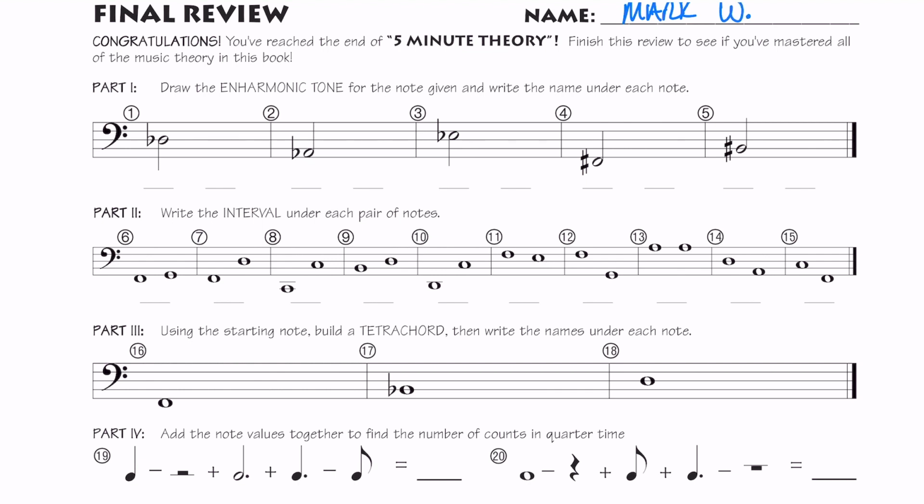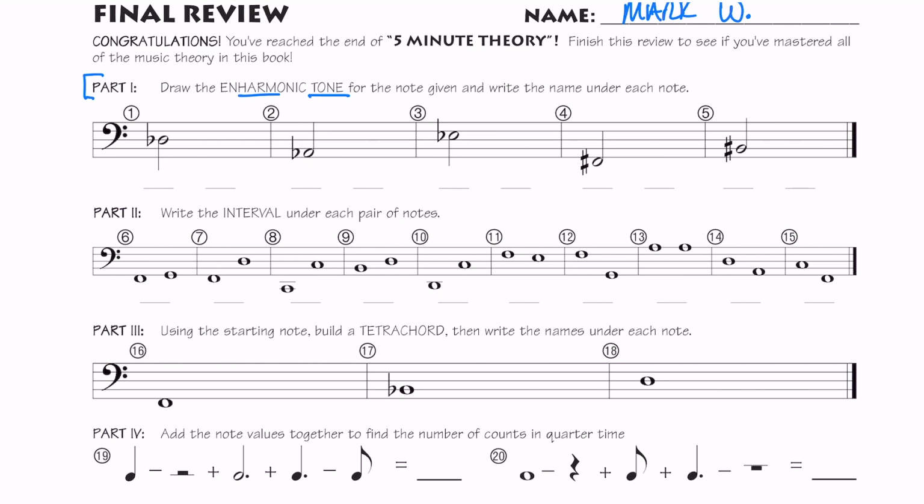Did you write your name? That's the top of the page. I'd take off 10 points if you didn't. All right, part number 1, we are drawing the enharmonic tone for the note given. And then we're writing the names under the note. Now remember what an enharmonic tone is? If you don't know what an enharmonic tone is, then you missed that whole lesson in the book. You have to go back and do that. Enharmonic tone is when the same key on the keyboard has 2 different note names.